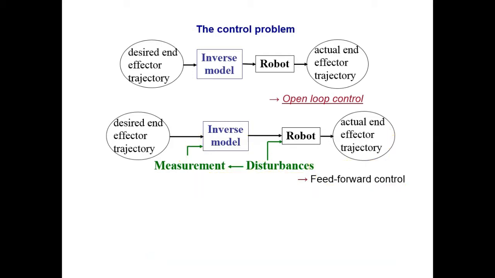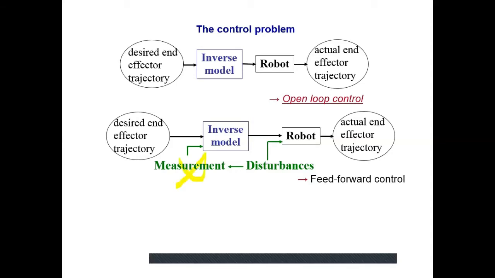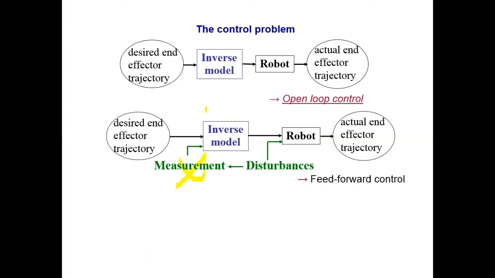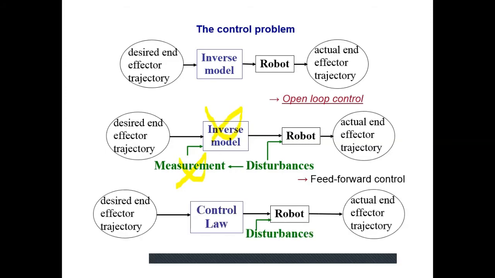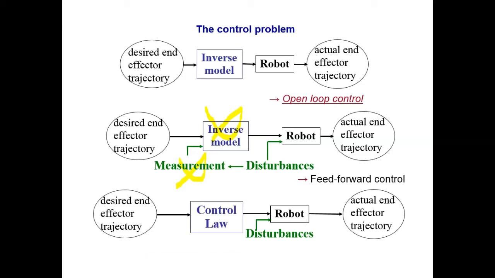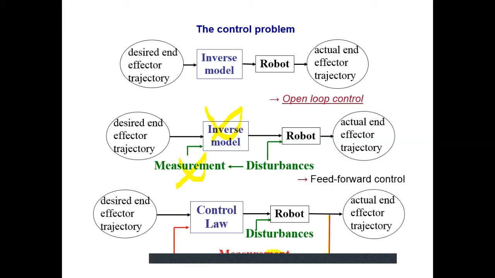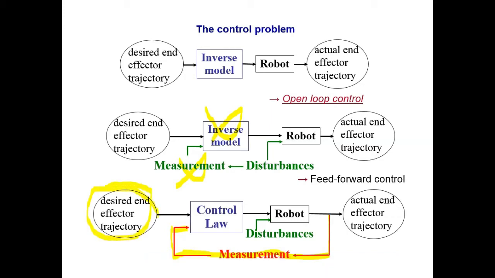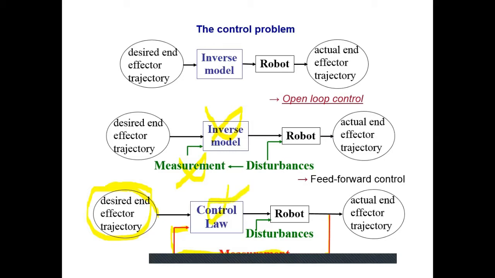Another method to control the end effector trajectory is popularly known as feedback control. This method is very popular because of two reasons. Firstly, we don't need to measure the disturbances. Secondly, we may skip the need of an inverse model. In the feedback control method, the actual end effector trajectory is continuously measured and compared with the desired trajectory. A control law compares the actual and desired trajectory and gives the torque command to the robot.